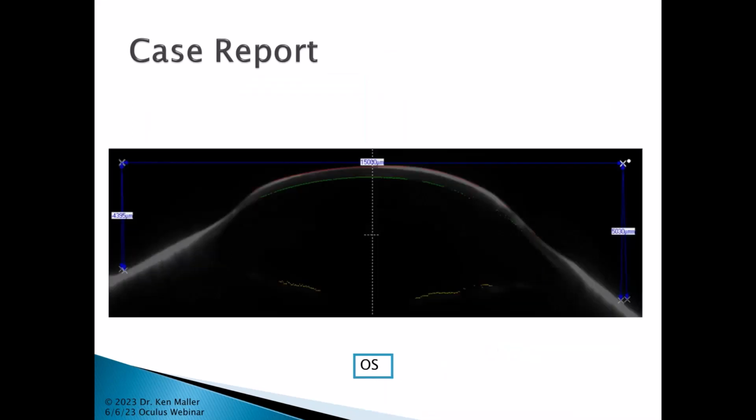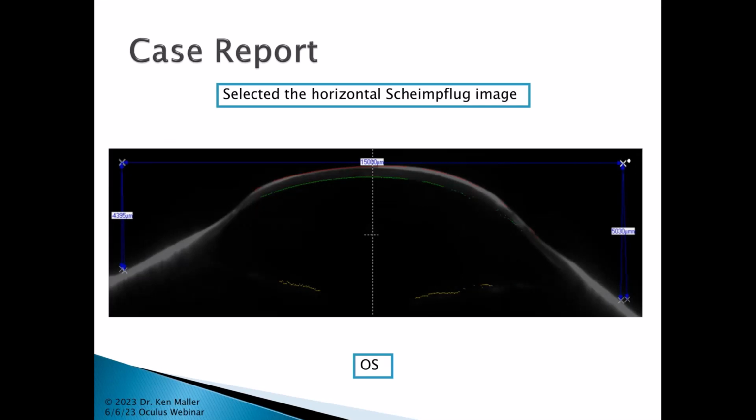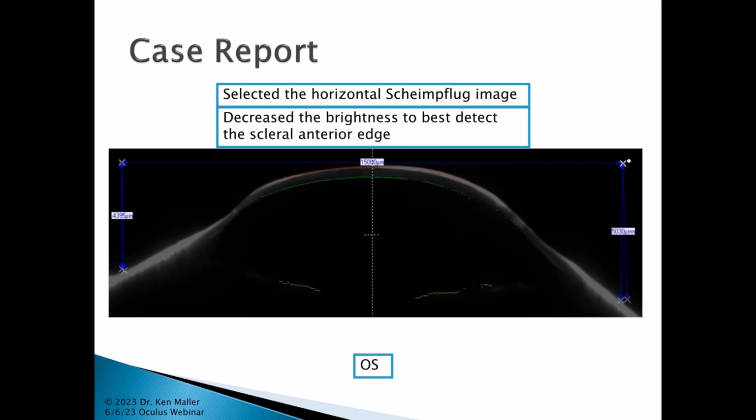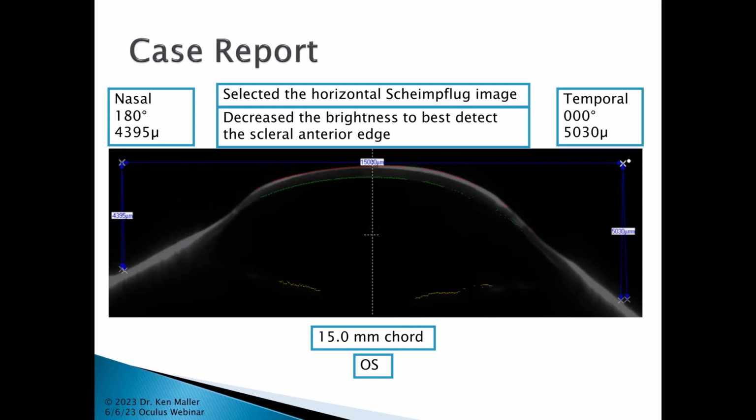What I did here is I went ahead and picked that horizontal Scheimpflug image. That's the one we just saw. I decreased the brightness to best detect where the sclera's anterior edge was, so I could best determine exactly where that was in space. I went ahead and drew that 15 millimeter chord to just about kiss the corneal surface at the apex. And then I dropped the perpendicular down so I can get some idea about where that is in space. At the 180, we have a 4,395 micron drop, and on the temporal side, we have a 5,030 micron drop.